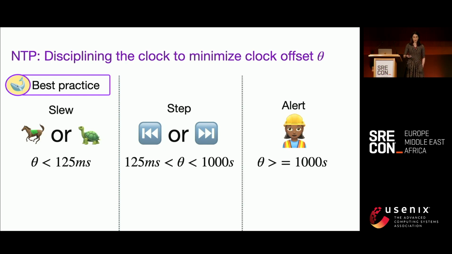Or if the offset is so large that most likely a hardware issue is at play, NTP won't do anything, so that's why we need to ensure to alert off of large clock offsets so a human can intervene, or our AI overlords can take over and fix the hardware issues.